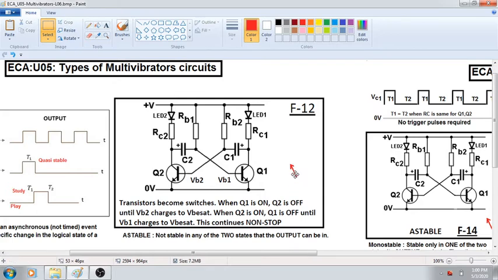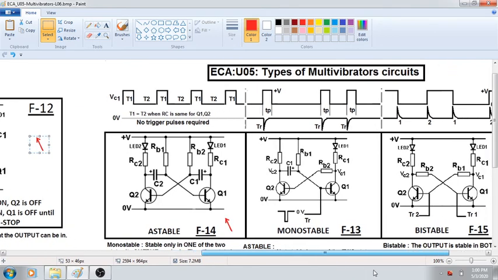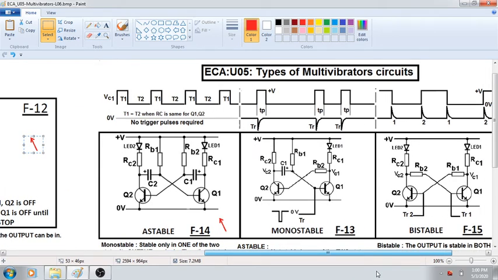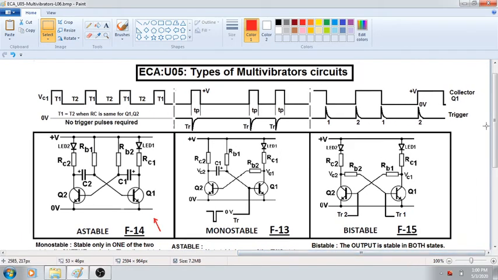And now, after knowing that an astable circuit is one that is not stable in any of the two states that the output can be in, we will move on to understanding all the three multivibrators with the help of some simple waveforms. Okay, so we will take the waveforms. It is the same lesson, multivibrator circuits.